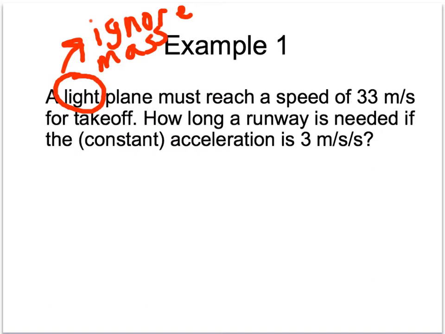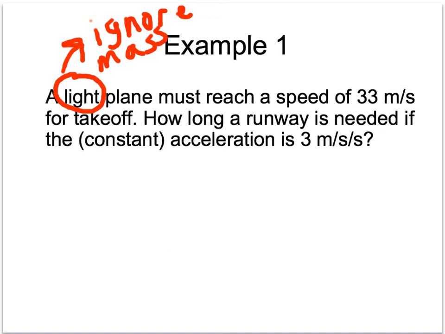A light plane must reach a speed of 33 meters per second for takeoff. How long a runway is needed if the constant acceleration is 3 meters per second squared? All right, first problem-solving strategy is to write down what you know.